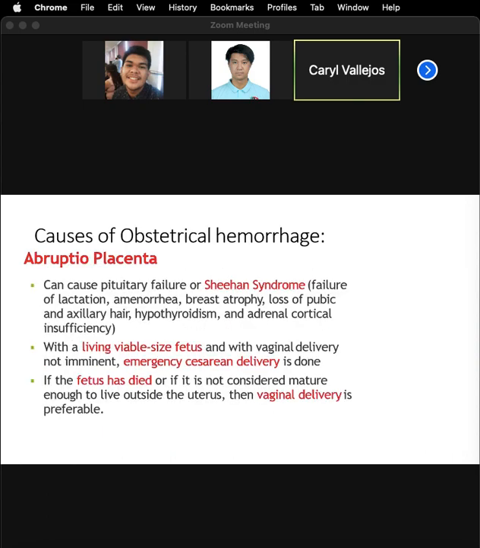This can also cause pituitary failure, known as Sheehan syndrome: a failure of lactation, amenorrhea, breast atrophy, loss of pubic or axillary hair, hypothyroidism, and adrenal cortical insufficiency. With a living viable-sized fetus, and if vaginal delivery is not imminent, emergency cesarean delivery is done. If the fetus has died, or is not considered mature enough to live outside the uterus, then vaginal delivery is preferable.